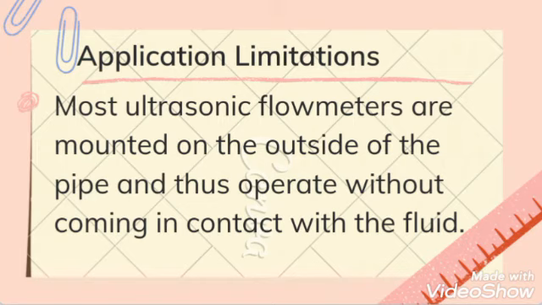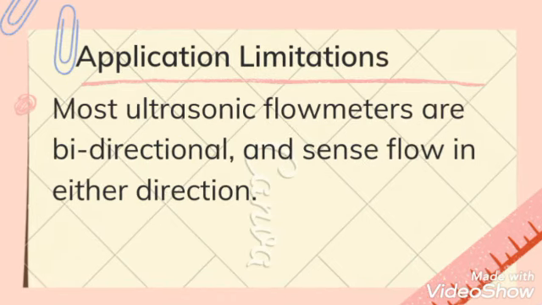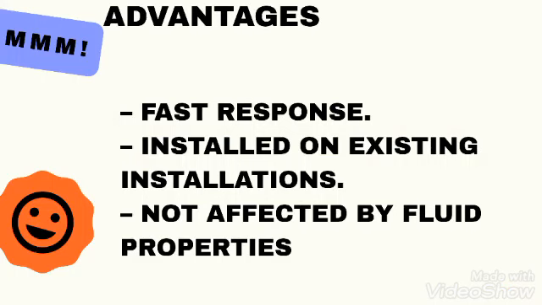Most ultrasonic flow meters are mounted on the outside of the pipe and thus operate without coming in contact with the fluid. Because they are fitted outside, they have no contact with the fluid. Apart from not obstructing the flow, they are not affected by corrosion, erosion or viscosity, so they are safe because they have no contact with the medium which is flowing inside the pipe. Most ultrasonic flow meters are bidirectional and sense flow in either direction, so there is no need to fix in one direction.